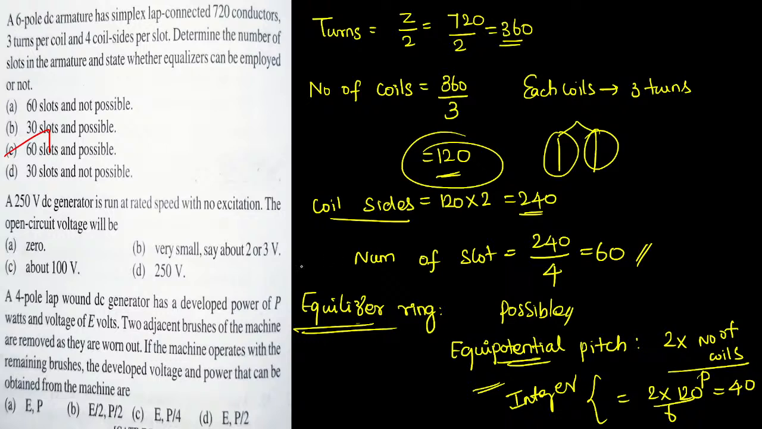The question is, a 250 volt DC generator is run at a rated speed with no excitation. Do you remember? Excitation is 0. And it's running at rated speed. The open circuit voltage is what? That is the question now. Sir, what is the answer? Anybody?